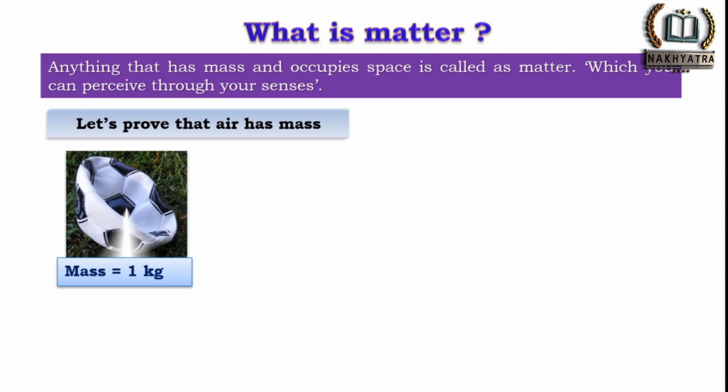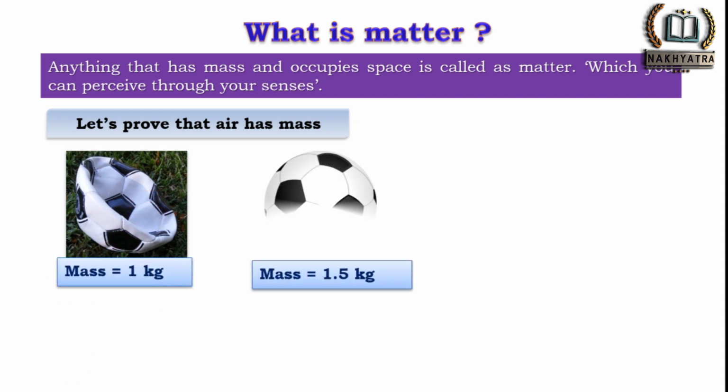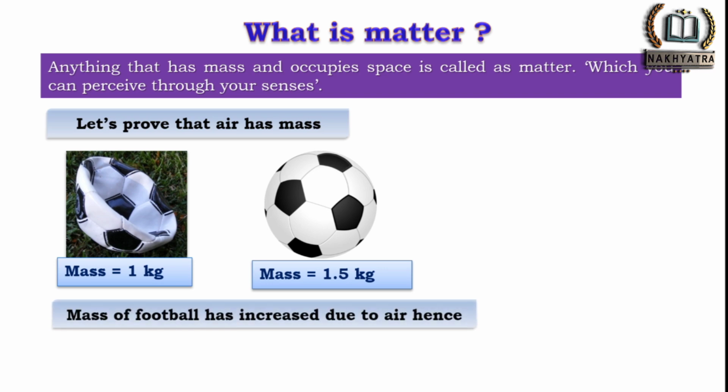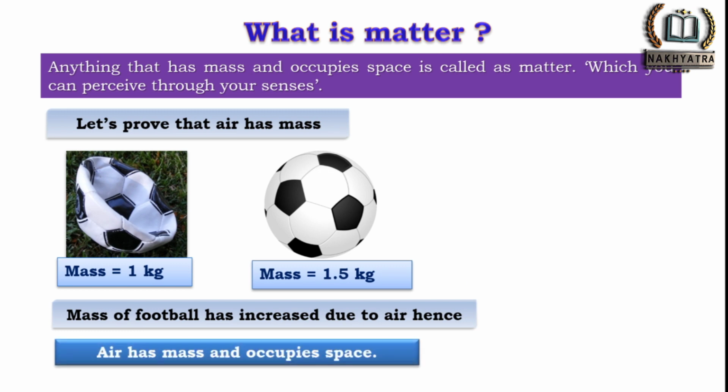Alright? Now, let us prove that air has mass. So, this is a deflated football. Mass is 1 kg. And this is an inflated football. Mass is 1.5 kg. Now you can see that the mass of the football has increased from 1 kg to 1.5 kg in case of this inflated football. It is because the mass of the football has increased due to air. Hence we can say that air has mass and it occupies space. Clear everyone?